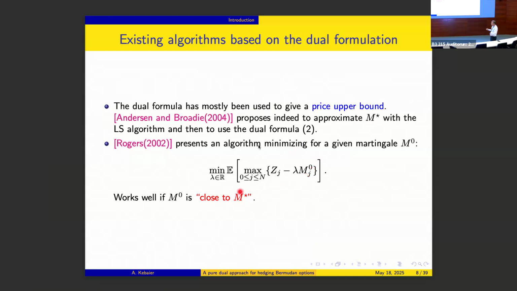It means that the space of martingales, he thinks that it is a linear space of martingales, right? And he tried to minimize this expectation. And of course, this only works if your choice of M0 is close to M star. Otherwise, this fails.